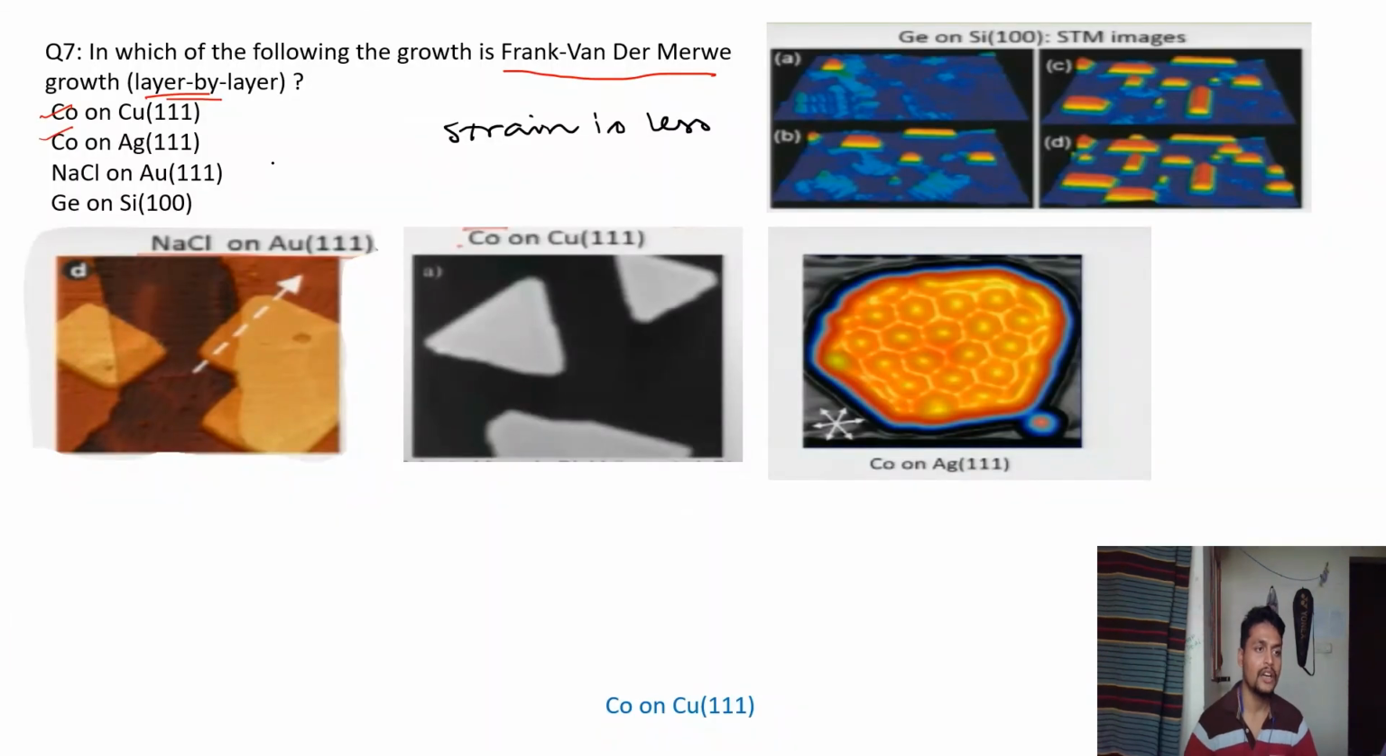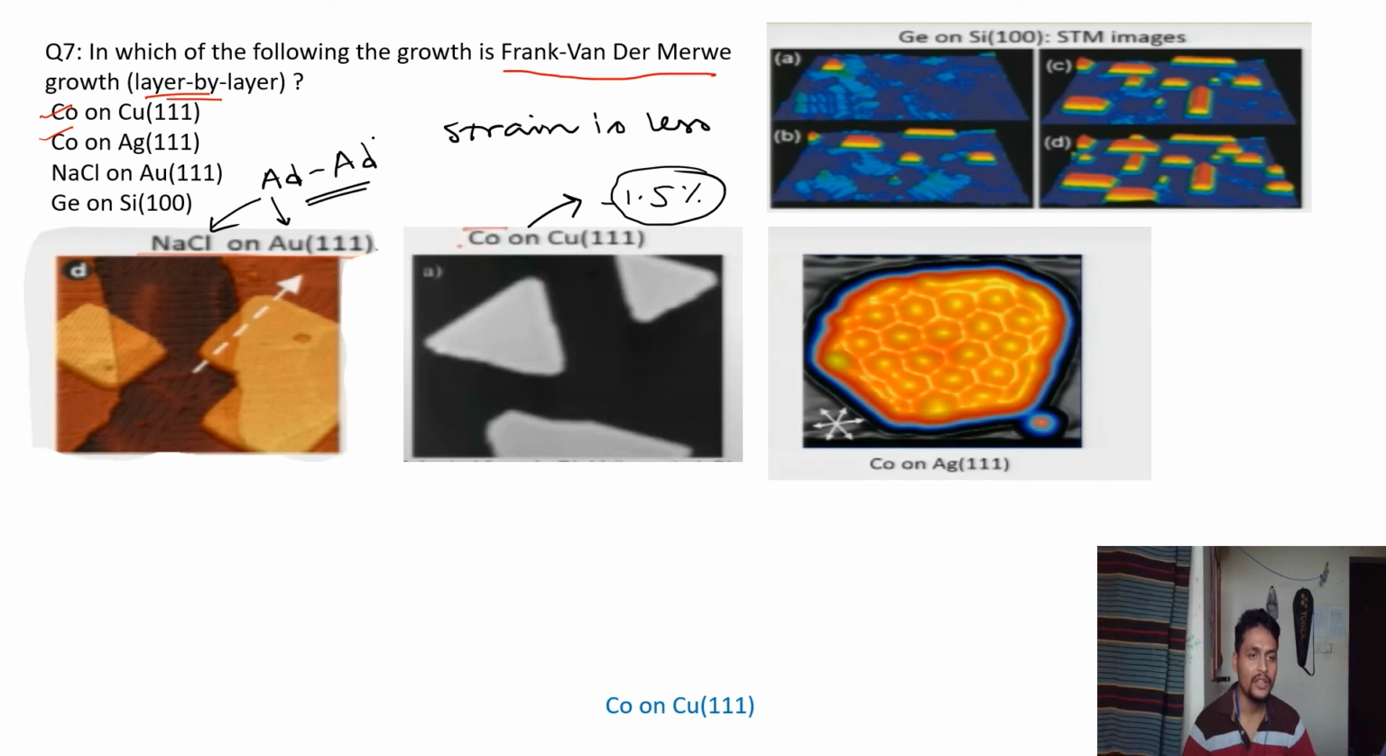So now try to discuss it. We already saw in case of CO on Cu, the strain is very small. And in case of NaCl on Au, we also saw this is an example of add atom interaction, high add atom interaction.